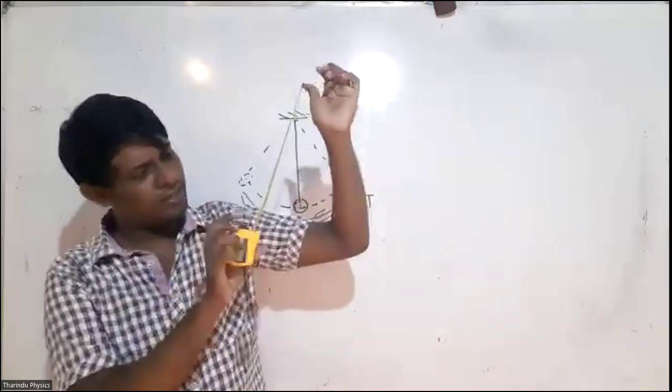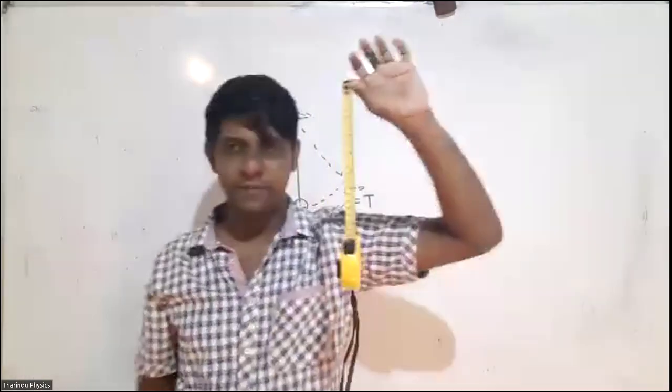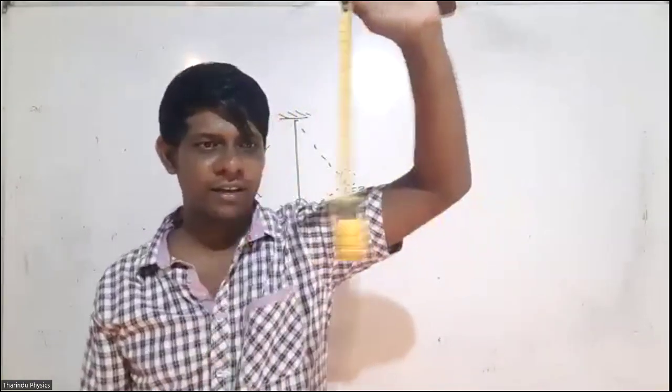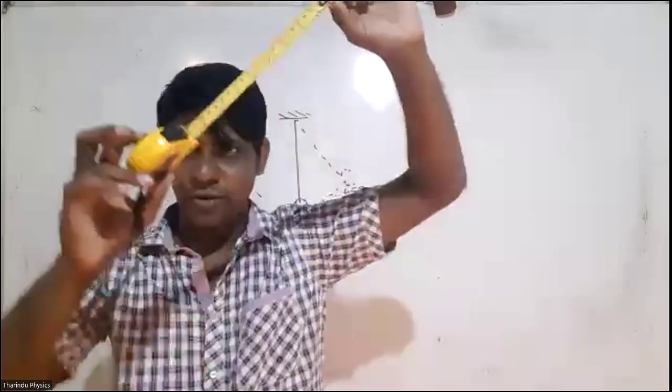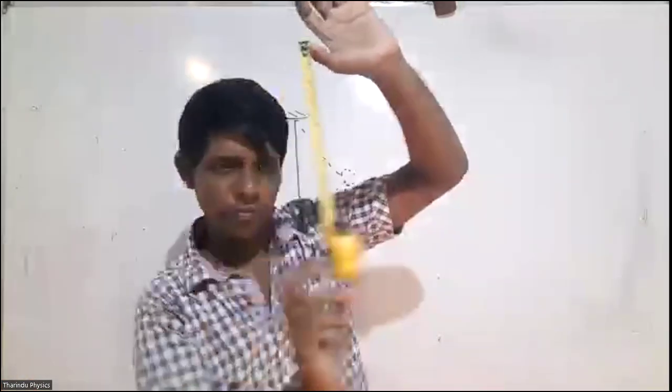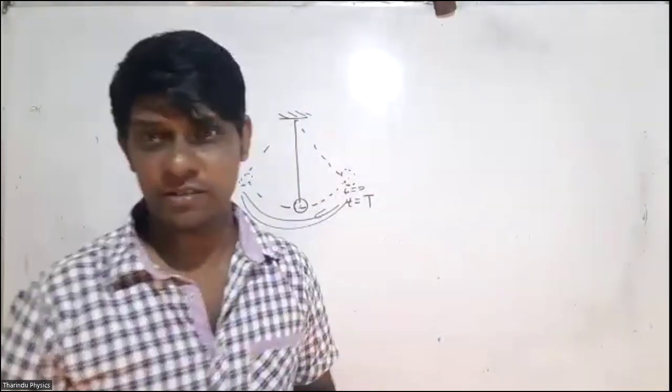Okay, again a short distance, about 20 centimeters. Now you can see the time period is very quick. So one time period means from one position to move to here and come back to the original. Can you understand? Yes or no? Hello?